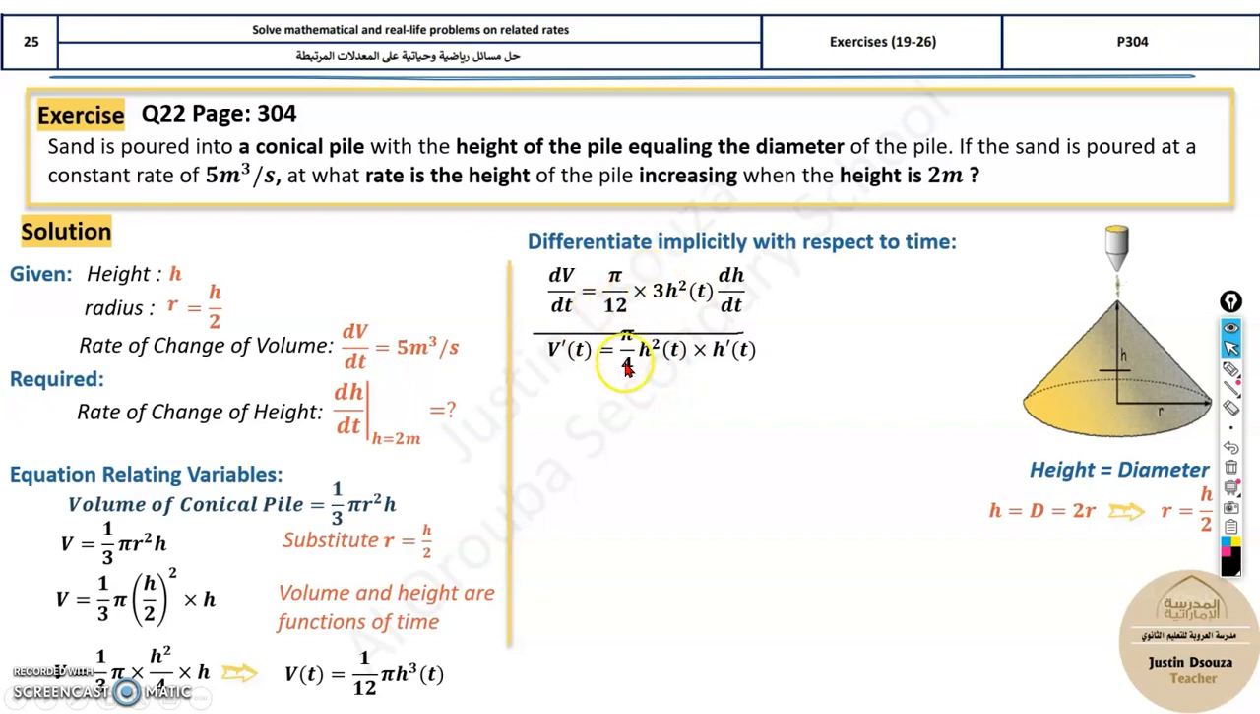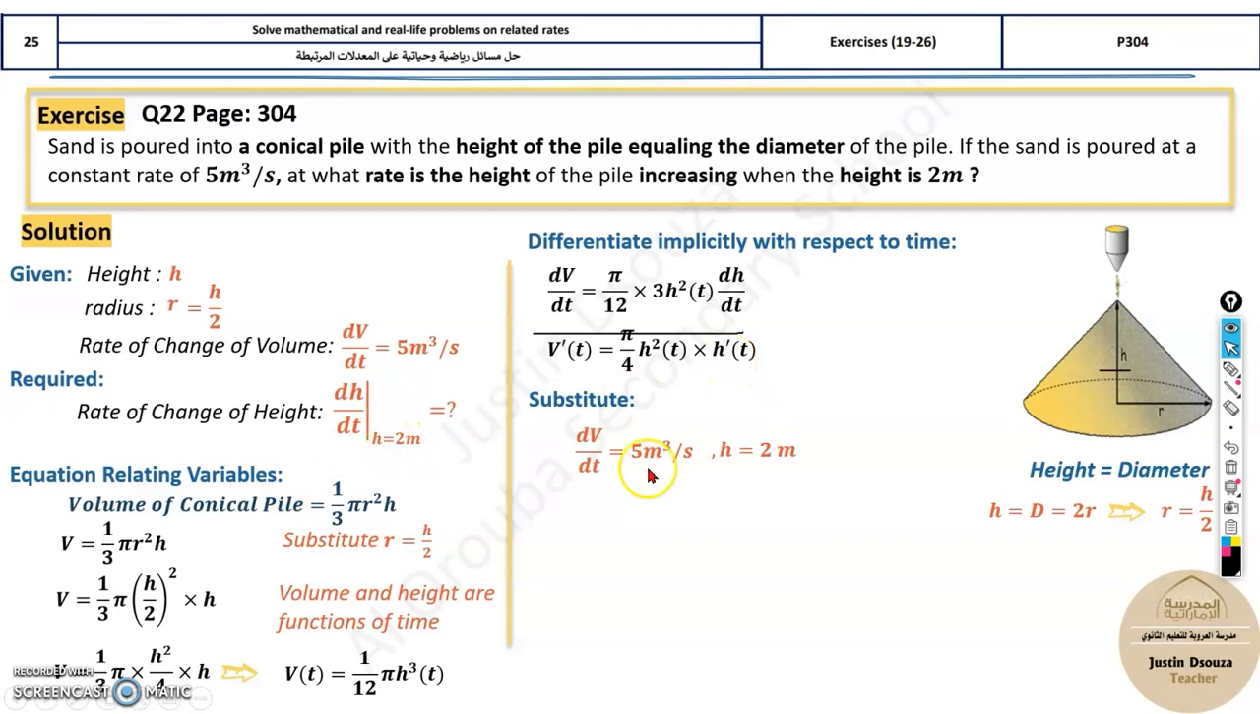Now this is just simplification over here. 3 and 12 cancel out to be pi by 4, h square, h dash is this. Now we need to just substitute over here. That is dV by dt is pi, and h over here is known. h, they have told, we need to find the rate of height at what?